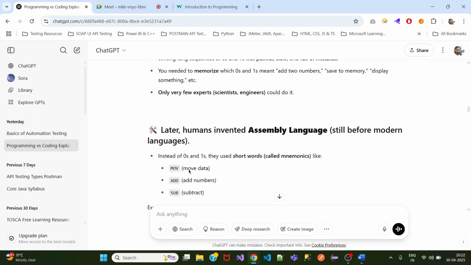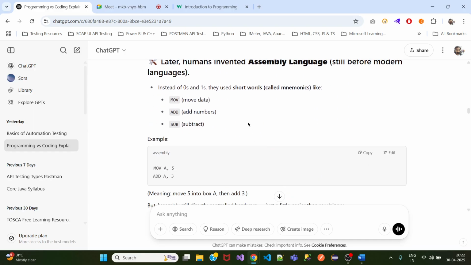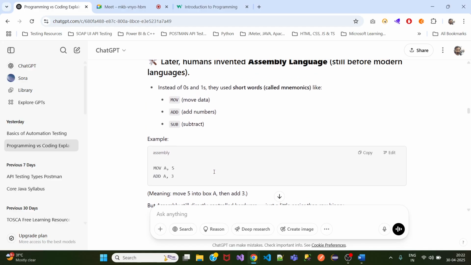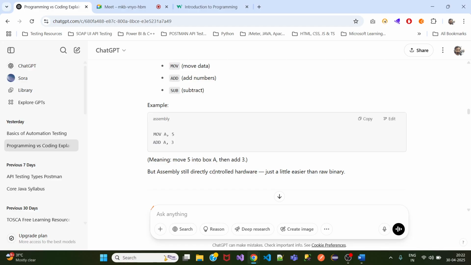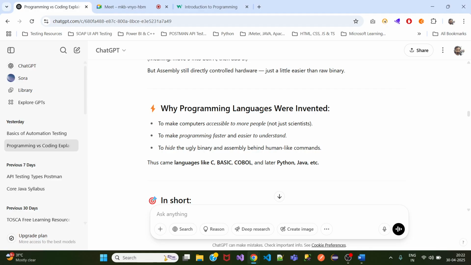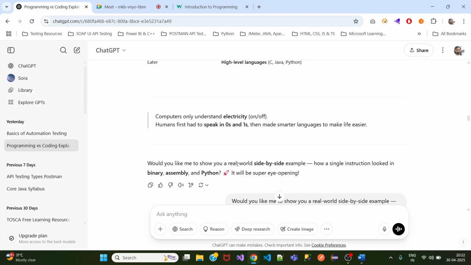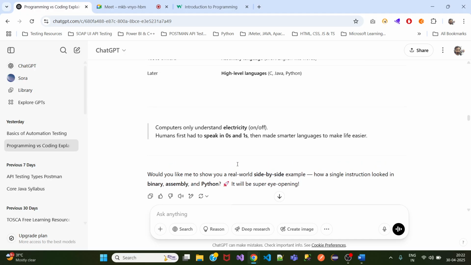Then came assembly language, which was also a little tough, apart from scientists, to understand or to write the code. So everyone thought we needed a simpler way to make the computer understand and do what we want it to do. Then came programming languages. One by one, slowly, every programming language got invented.